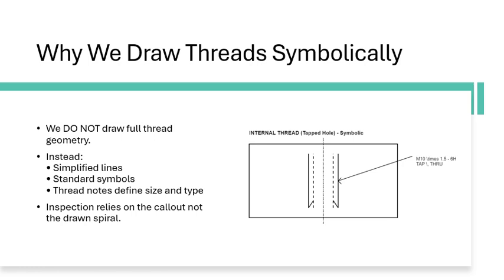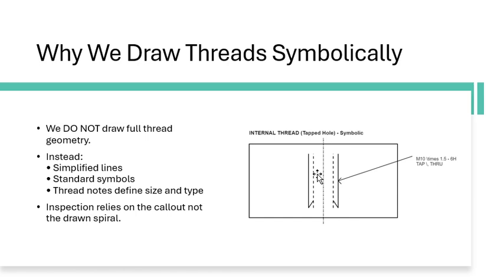So why do we draw the threads symbolically? We do not draw full thread geometry. Instead, we simplify with lines and standard symbols, and thread notes define the size and the type. All you have to know in ACME 101 is to be able to recognize the thread note and be able to read it. Inspection relies on your notes, your callouts, and not on the drawn threads.